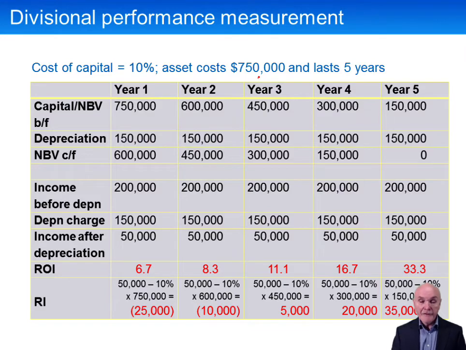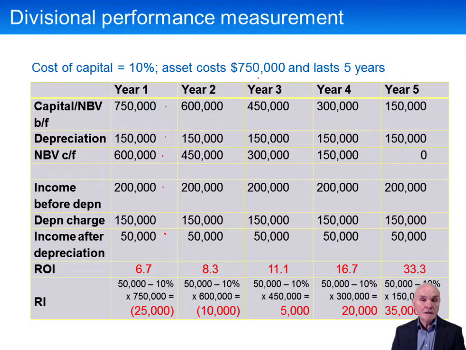So let's look at year 1 here. So we have the capital, or the net book value, the initial cost of the investment. Just set up this division, 750,000 put into it. There is depreciation of 150,000, and the book value carried forward to the next year is going to be 600,000. Income before depreciation, I'm telling you, is going to be 200,000 for each year. So after depreciation, it'll be 200,000 less 150,000. Income after depreciation is 50,000.